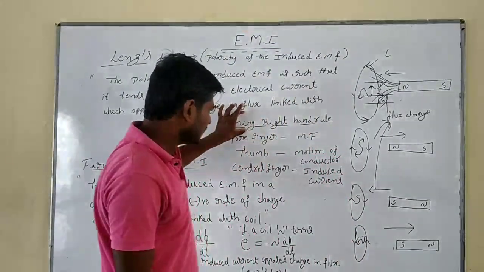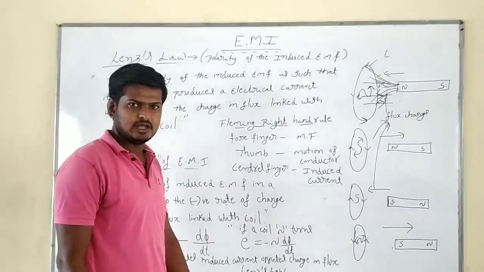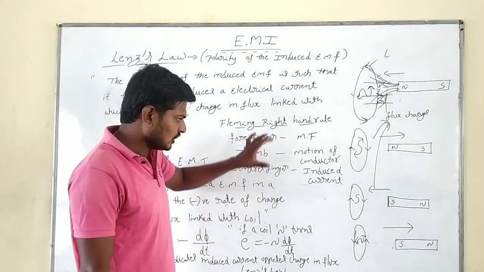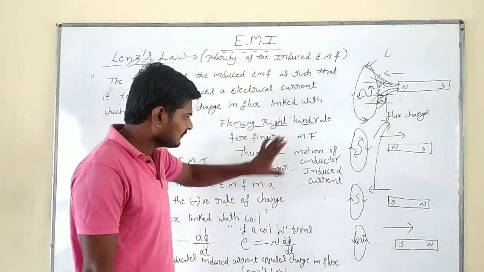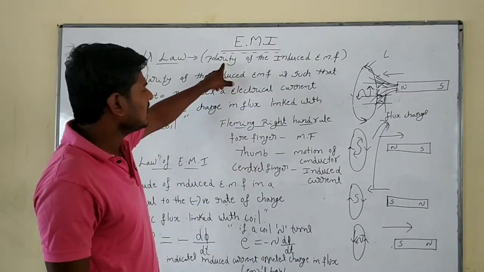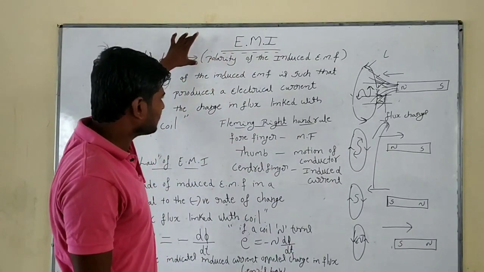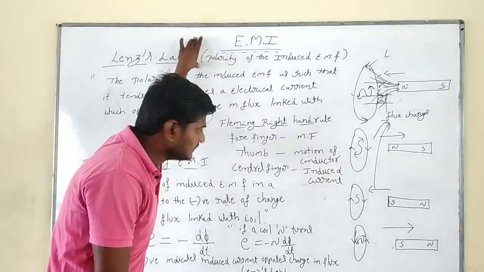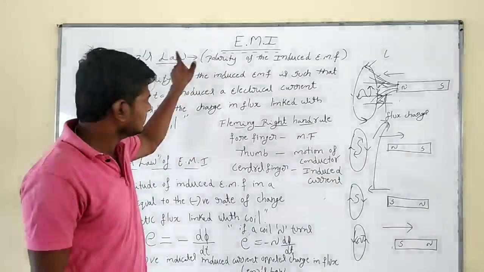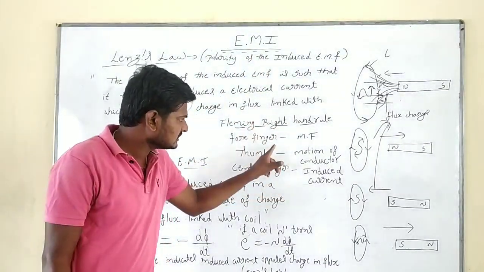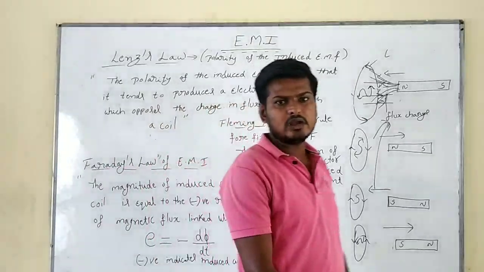Using Fleming's right hand rule also, we can find the direction of the induced current. But in this one, we have to use three fingers, so there can be a little confusion in finding the direction of the induced EMF. A better one is Lenz's law. When we have to find the polarity or direction of the induced EMF, we use Lenz's law. In Lenz's law, there is no confusion. That's why, instead of Fleming's right hand rule, we should use what? Lenz's law to find the polarity of the induced EMF.